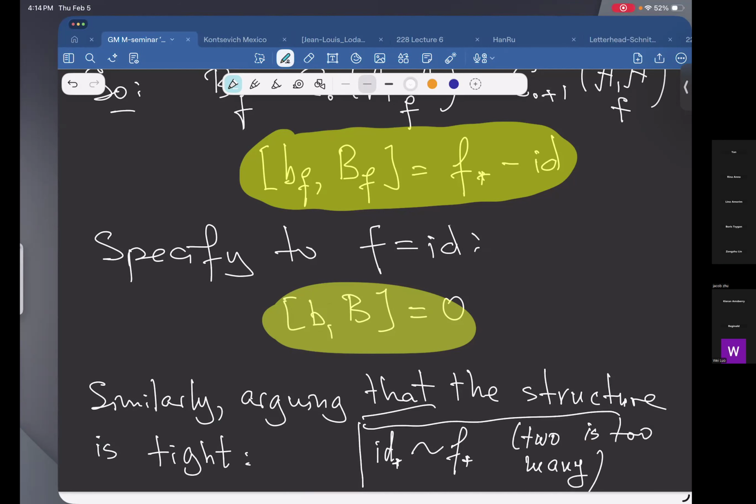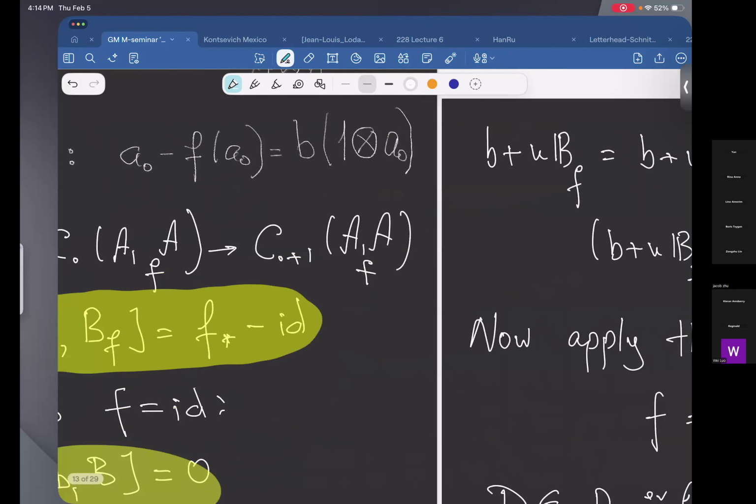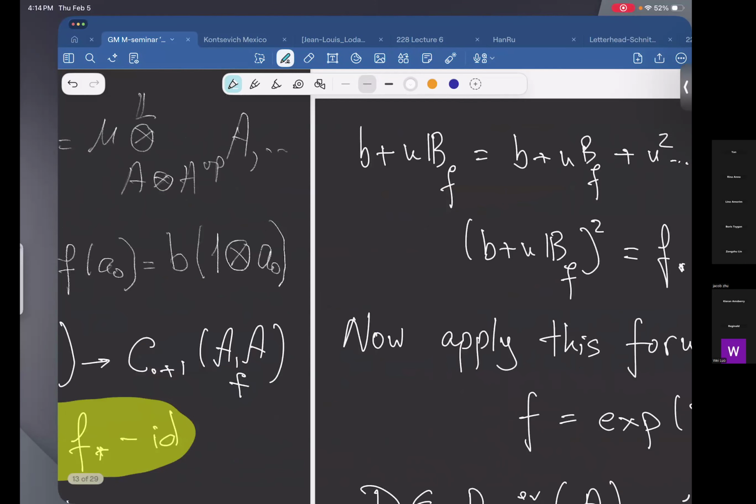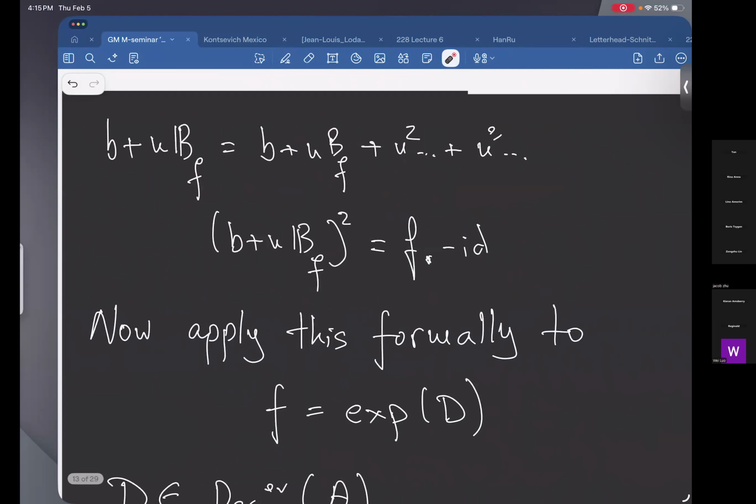So there shouldn't be any natural morphisms dangling around. There should be a tight structure. And by the same argument, you realize that the square should be 0, because again, the square of capital B is not 0, but it's a natural transformation dangling around, so it should be homotopic to something, etc., etc.